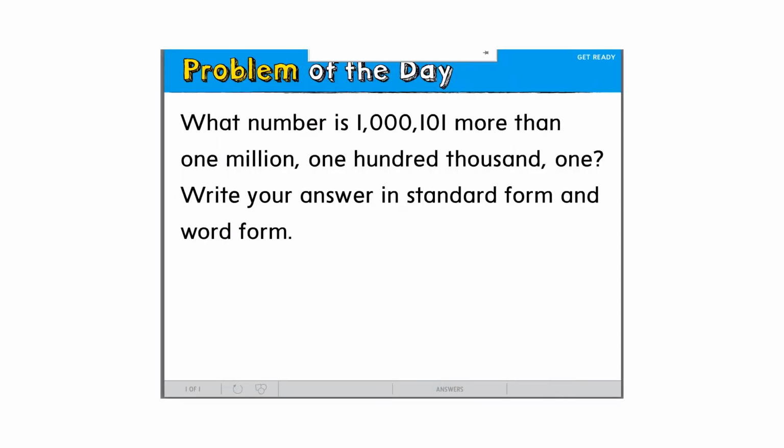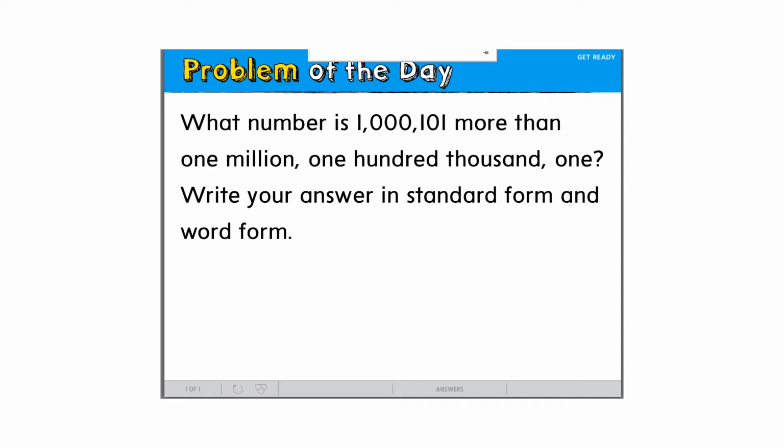Okay, so on your whiteboard, here's your problem of the day. It says, what number is 1,101 more than 1,100,001? Write your answer in standard form and word form. So you actually are going to have two answers on your whiteboard. One is going to be standard form, which remember is just numbers and digits. And the second answer will be written out in words. So you might need a couple of minutes to try this one.